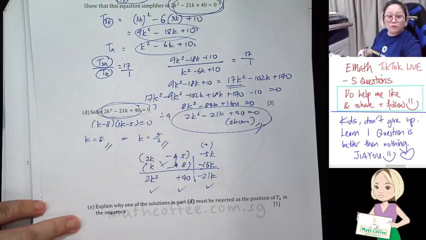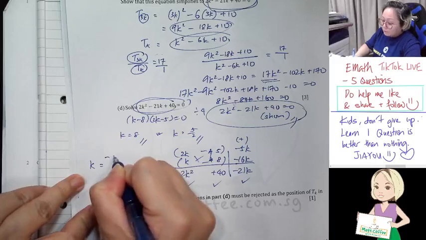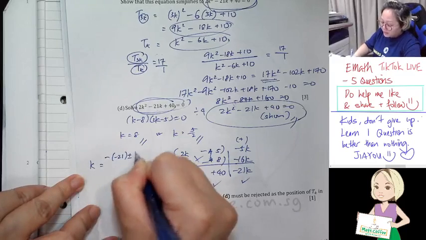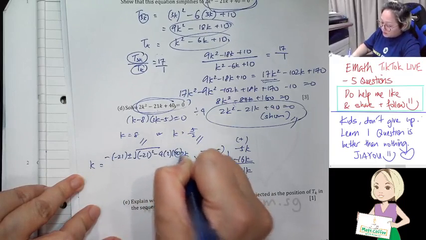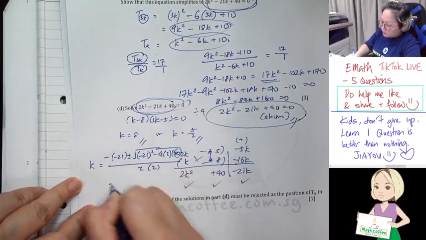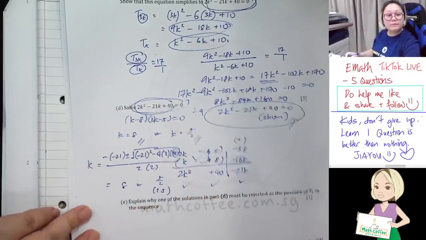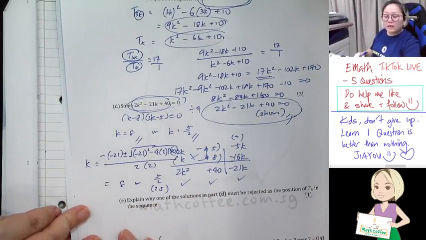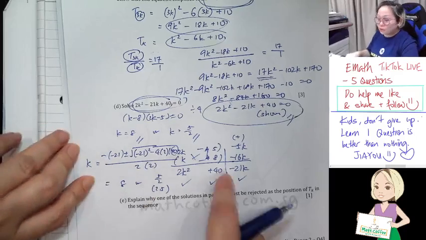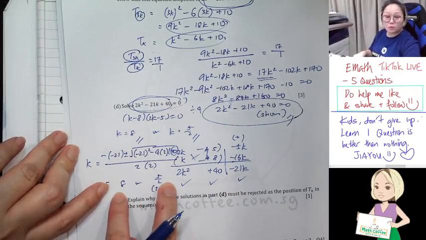If you want to straight away use the quadratic formula, also can. That means it will be just k equals minus b plus minus square root of b square minus 4ac over 2a. You will still get 8 or 5 over 2. Or you put 2.5 also can. Okay? Yes, some students are lazy to use cross method. Straight away they want to use the quadratic formula, even if it's nice numbers also can.